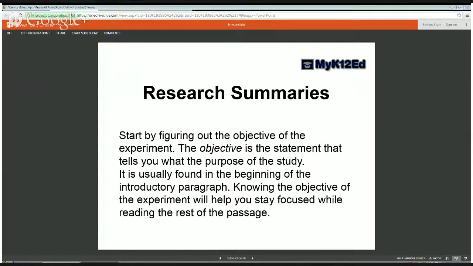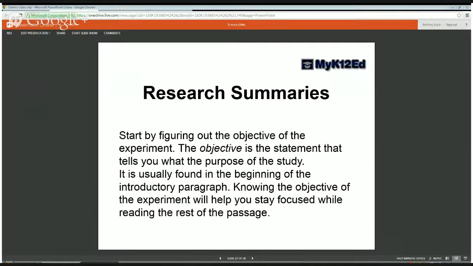You want to start by figuring out the objective of the experiment. The objective is the statement that tells you what the purpose of the study is. So it is usually found in the beginning of the introductory paragraph. Knowing the objective of the experiment will help you stay focused while reading the rest of the passage. So this is just a good way to kind of say, okay, this is what I'm looking for. This is what the objective is. This is what they're going to try and teach or come across in this experiment.